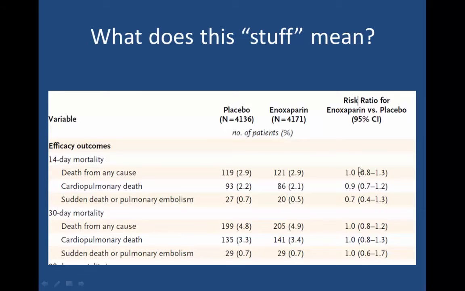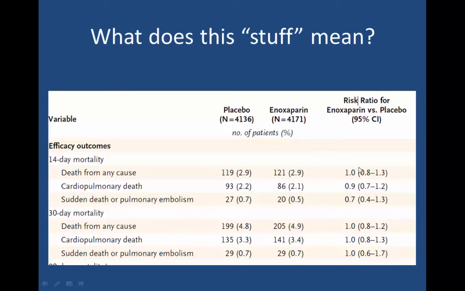Well, this would mean your chances of dying. How far away is 1.3 from 1? So take 1 minus 1.3, 0.3%. So if these are percentages, there's a 0.3% increase that you had death in the enoxaparin group compared to a 0.2. So your risk was 0.2% lower up to 3% higher. Your risk was, well, 0.3% higher.